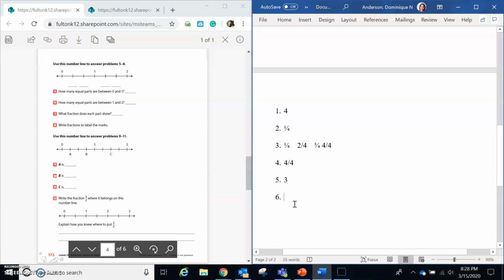Alright, how many equal parts are between 1 and 2? 1, 2, 3. Alright, what fraction does each part show? So we know we have 3 equal parts. So each individual section would be what fraction? 1/3. Good job.